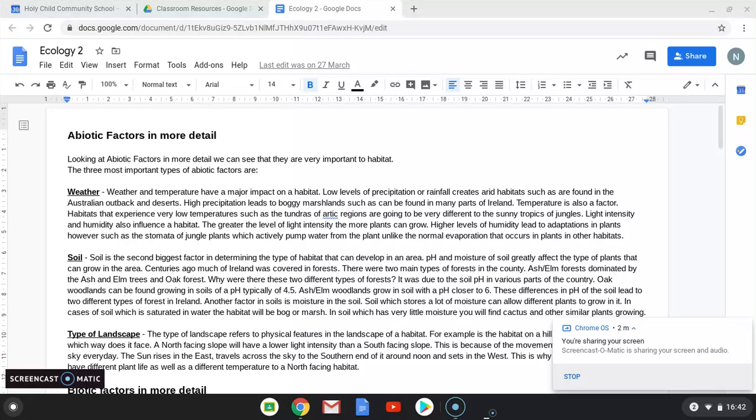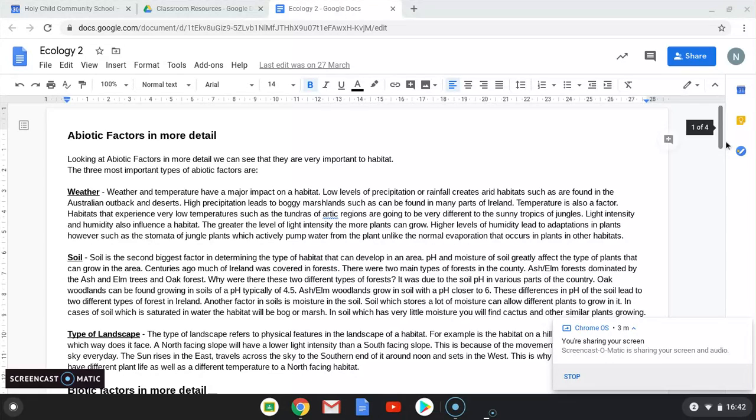And one other thing which I haven't written here, but I'll mention now, wind, of course. Wind is a factor. Very windy areas that experience high levels of wind will have less plant growth than areas that get less wind, because strong winds make it more difficult for plants to grow.